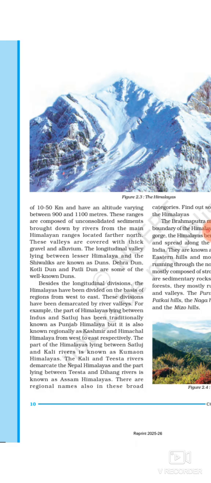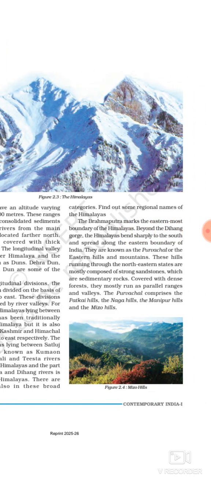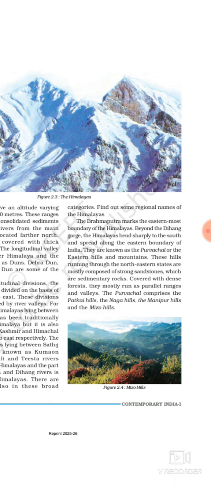The part of the Himalaya lying between the Satluj and the Kali river is known as the Kumaon Himalaya. The Kali and the Teesta rivers demarcate the Nepal Himalaya, and the part lying between the Teesta and the Dihang river is known as the Assam Himalaya. The Brahmaputra marks the easternmost boundary of the Himalaya. Beyond the Dihang Gorge, the gorge is basically the region between two mountains. It is a steep valley, we can simply say that.